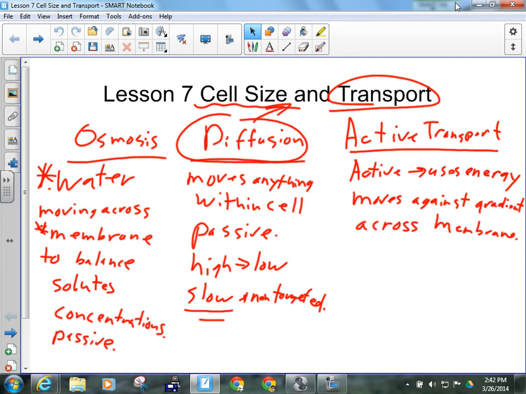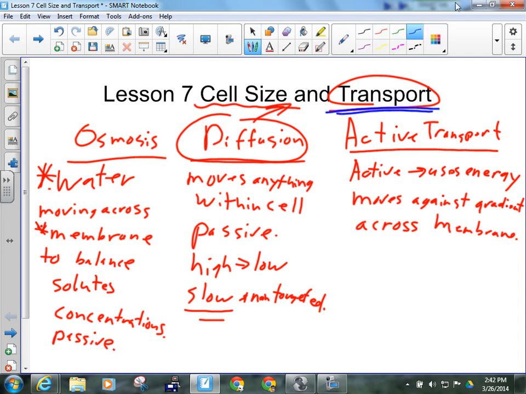Right? So now we need to look at why cells can't become gigantic. We have to look at what their limiting factor is. What's the thing that keeps them from being able to do that? The thing that keeps them from being able to do that is their ability to transport material.